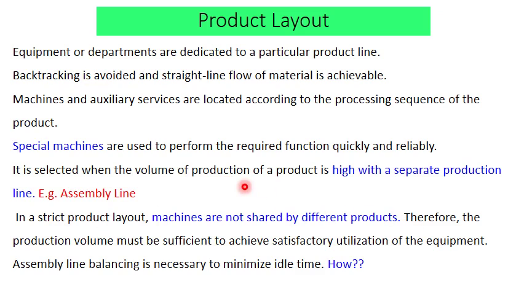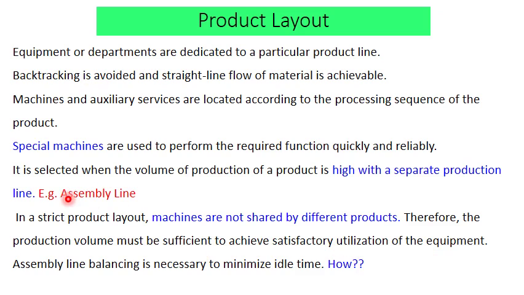In a strict product layout, machines are not shared by different products because they are dedicated or assigned for a particular product. So we cannot share machines with different types of products. Therefore, the product volume must be sufficient to achieve satisfactory utilization of those dedicated equipment.